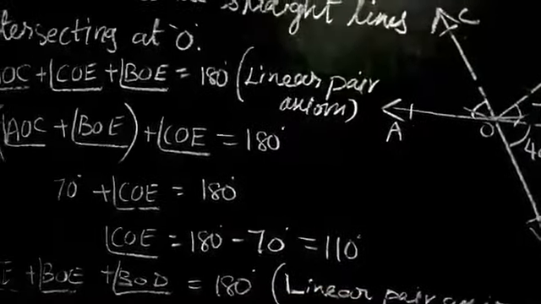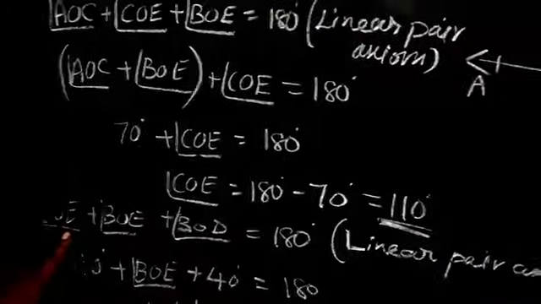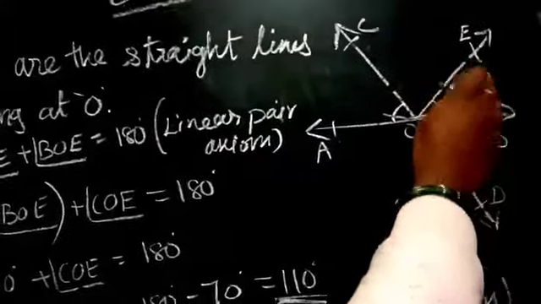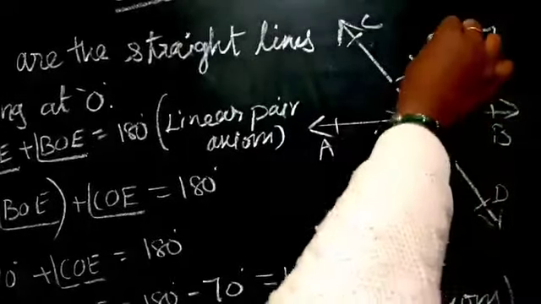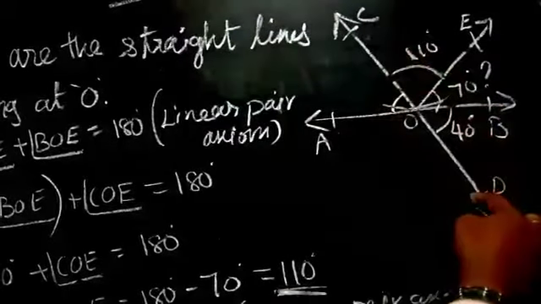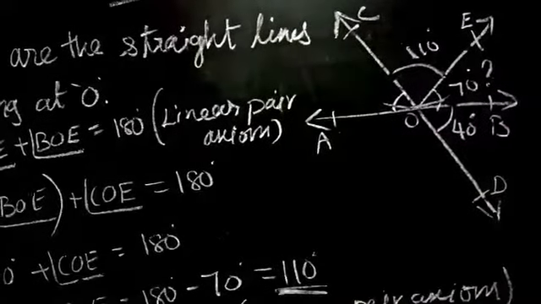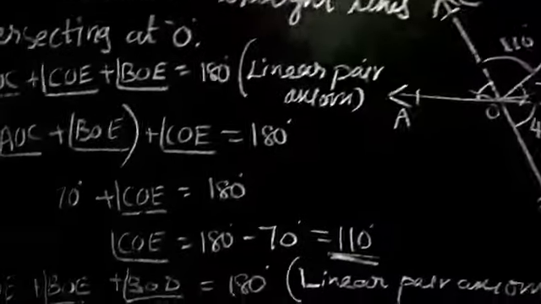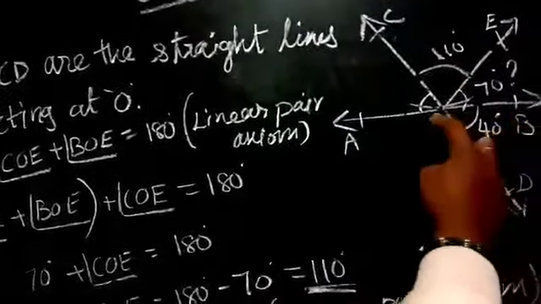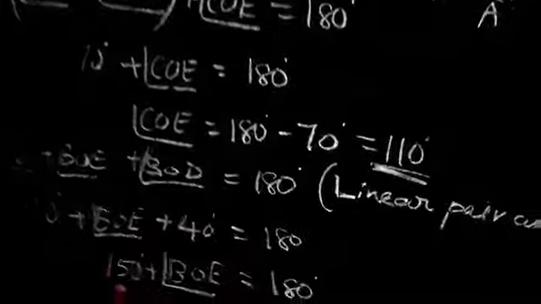Then we keep this first. COE and BOE together, this full is 110. Then here CD is a straight line. So here 110, and this is 40, we know. Separately we find how much this is. Then COE plus BOE plus BOD. Here we know 110, and this is 40. If we add both, we get 150.